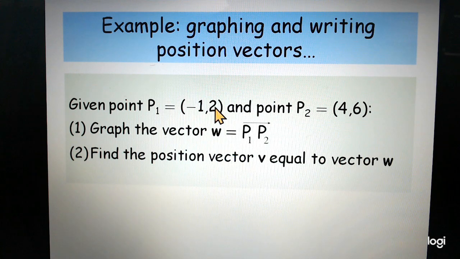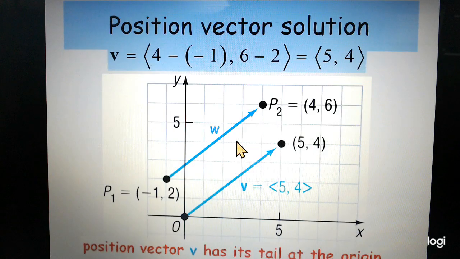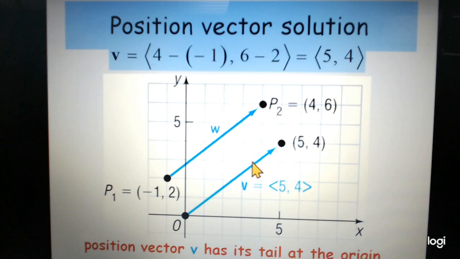Notice that this doesn't start at the origin. So we look at the little diagram, here's P1, here's P2, and we simply count. 1, 2, 3, 4, 5. We're going 5 over. That's our X. And 1, 2, 3, 4 up. So this is equivalent to the position vector <5, 4>. Notice it starts at the origin. Position vector V has its tail at the origin. And this is the computation we talked about. It's very easy, counting boxes.